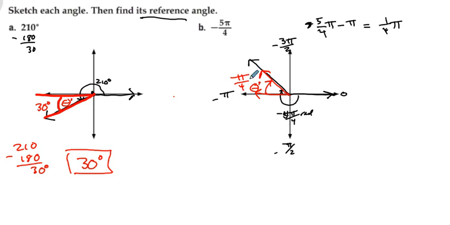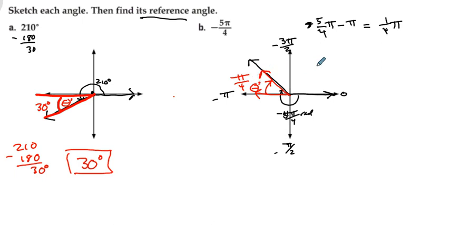Now you're going to keep it positive because reference angles are always positive. The rotation of the reference angle doesn't matter as long as you know where it is. And I know that this is in quadrant 2, and we're going to use that in the next set of skills we use. But this is how you find it.